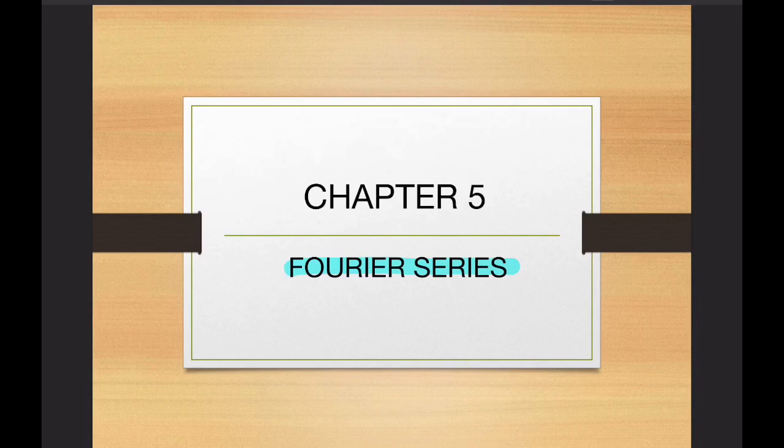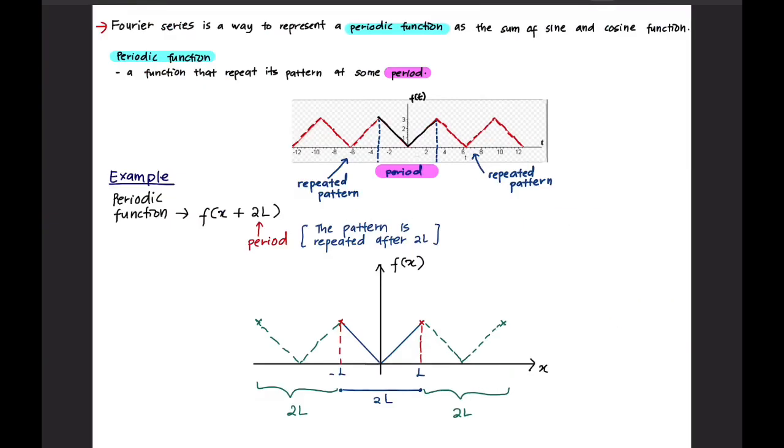Okay, chapter 5, Fourier series. Fourier series is a way to represent a periodic function as the sum of sine and cosine functions. What is a periodic function? A periodic function is a function that repeats its pattern at some period.